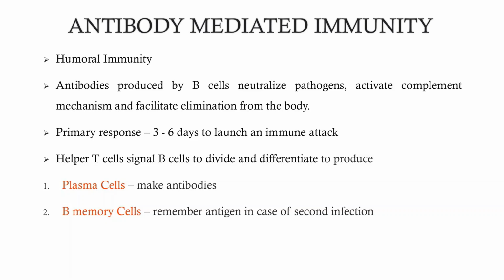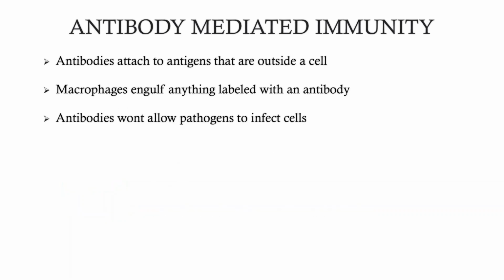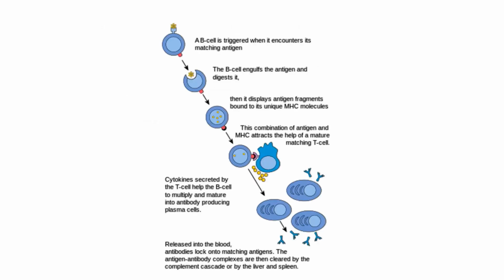These antibodies generated attach to the antigens that are outside the cell, and the macrophages engulf anything that is labeled with an antibody. And these antibodies won't allow the pathogens to infect the cells. This is a pictorial representation of how antibody-mediated immunity works. A B cell is triggered when it encounters its matching antigen. This B cell engulfs the antigen and digests it.